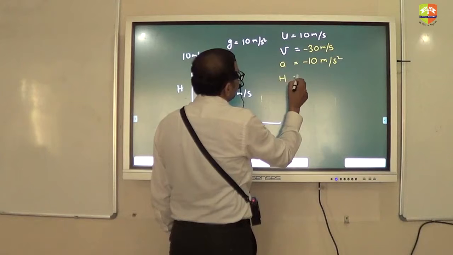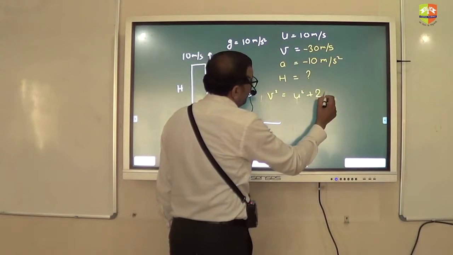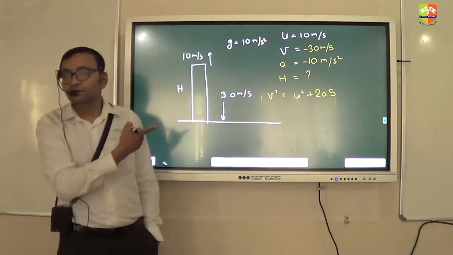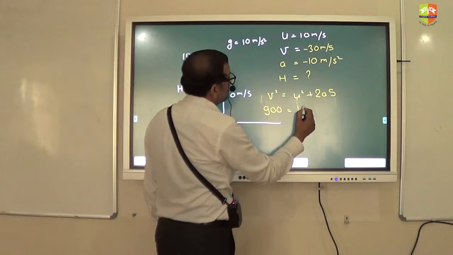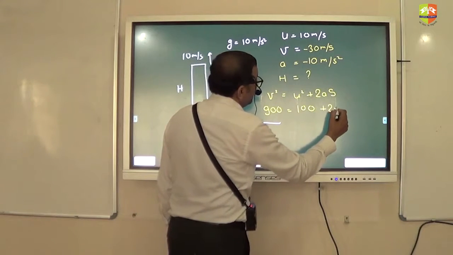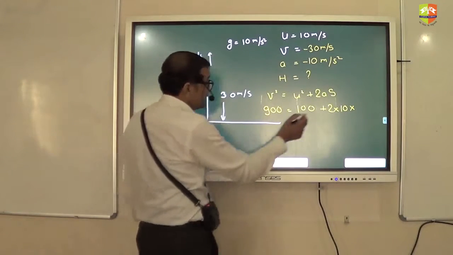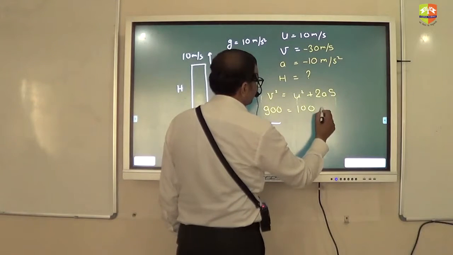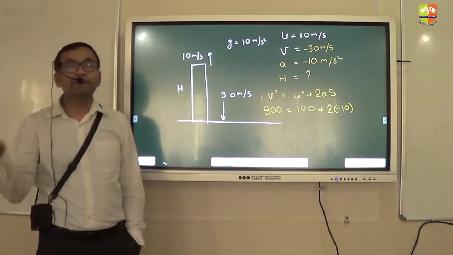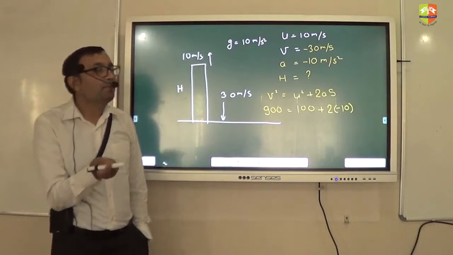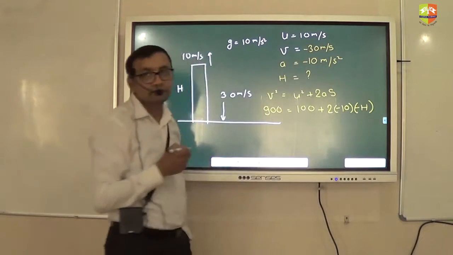I have to find H. So automatically this equation comes to mind or not? Right? So V square is how much? 900. U square is 100, plus 2 into g, which is minus 10 actually, and S is how much? Is S plus H or minus H? Minus H. It is down. Got it?